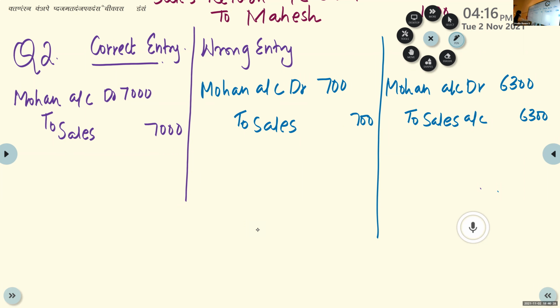Second question. Credit purchase from Rohan. What is the rectified entry? Aparna, what is the rectified entry? Purchase account debit to Rohan's account. Amount? 8,100. Okay, correct. Purchase account debit to Rohan, 8,100.